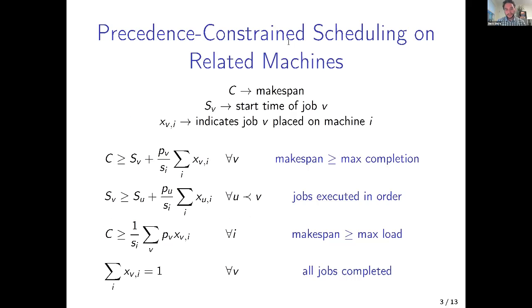Chudak and Shmoys were the first to give a logarithmic approximation for this problem, and they used this linear program. Here, variable C captures the makespan, SV captures the start time of V, and the variable XVI indicates whether or not job V is executed on machine i. Informally, the first constraint states that the makespan is at least the completion time of the last job. The second constraint establishes the precedence order. The third constraint states that the makespan is at least the total load on any machine. And the fourth constraint states that all jobs must be entirely executed.